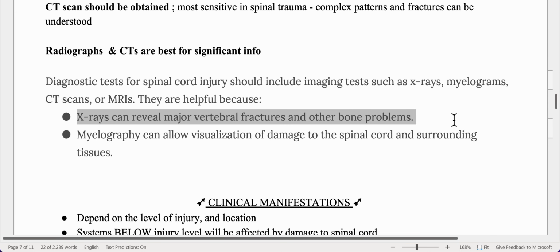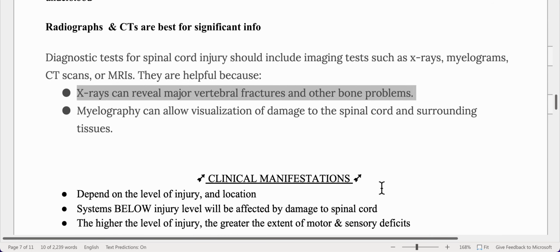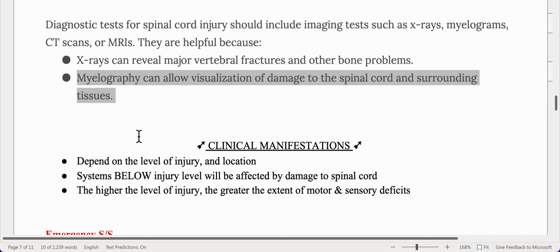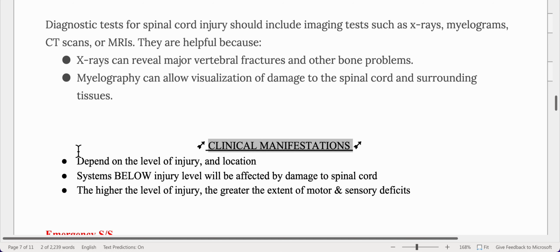Diagnostic tests for spinal cord injury should include imaging tests such as X-rays, CT scans, or MRIs. They are helpful because X-rays can reveal major vertebral fractures and other bone problems. MRI can allow visualization of damage to the spinal cord and surrounding tissues.